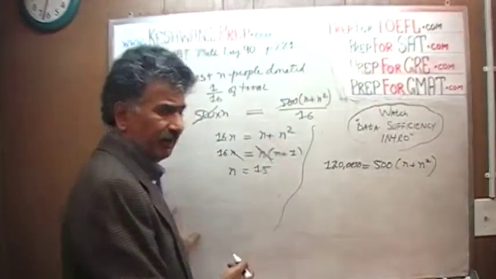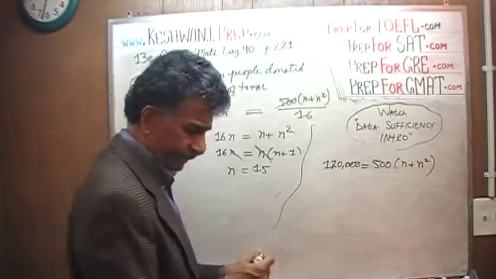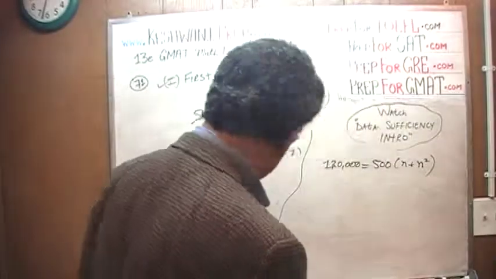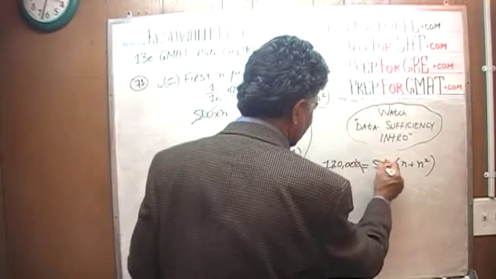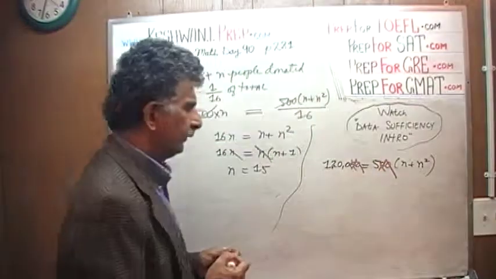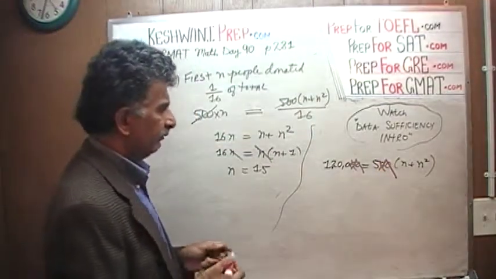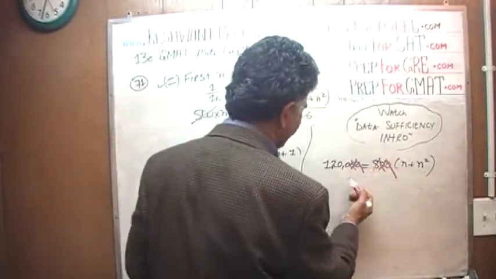Let's divide both sides by 100. If you divide both sides by 100, the zeros are going to drop out. This 0 goes out with that 0. This 0 is going to go out with that 0. Now let's divide both sides by 5. If you divide both sides by 5, this 5 drops out.